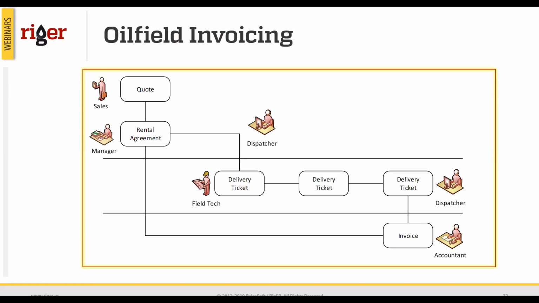So if sales and field techs have done their jobs properly and put all the information on the rental agreement and all the tickets, the invoice will be correct, and the accountant should only need to check the accuracy of all the figures and all the amounts and just submit the invoice to the customer.